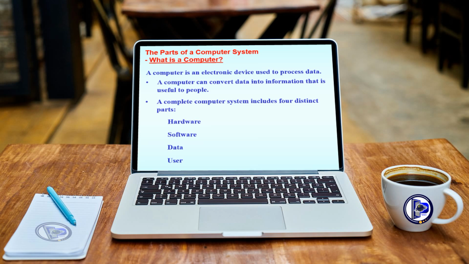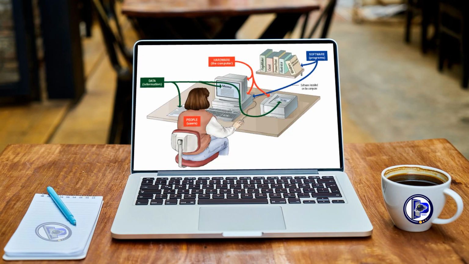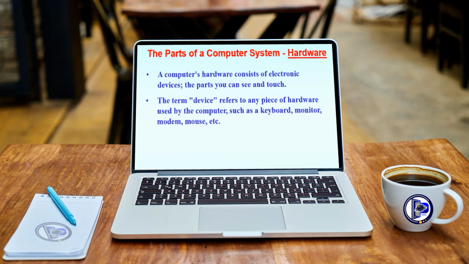A complete computer system includes 4 distinct parts: hardware, software, data, and user. As you can see, this is an example of a user inputting data with the help of software and hardware devices. Hardware.